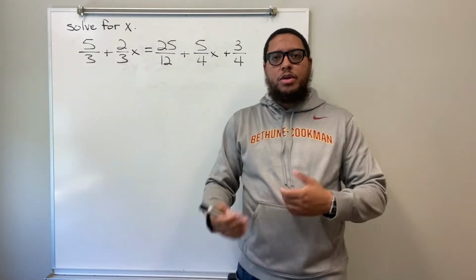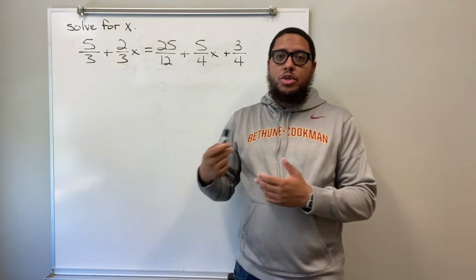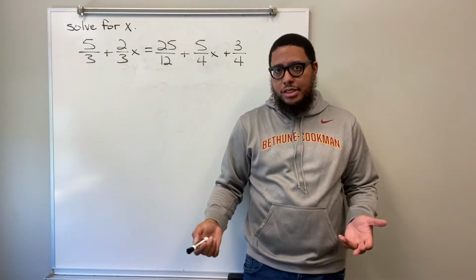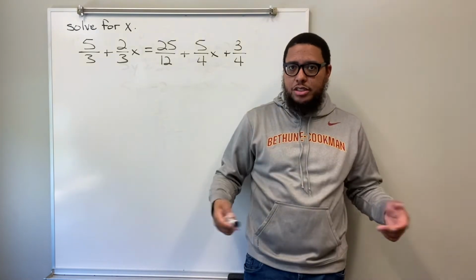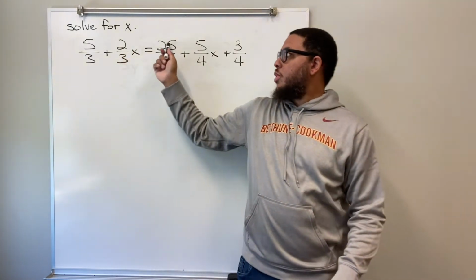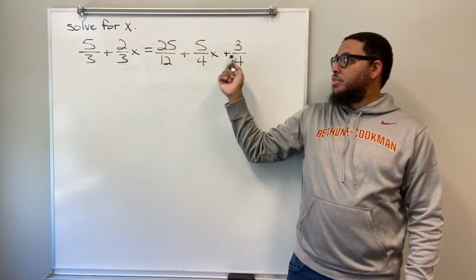or you could just think of it as a constant, right? So what I could say is we're solving an equation that has fractional coefficients and fractional constants in it. So it basically just has a bunch of fractions in it, right? 5/3 plus 2/3 x is equal to 25/12 plus 5/4 x plus 3/4.